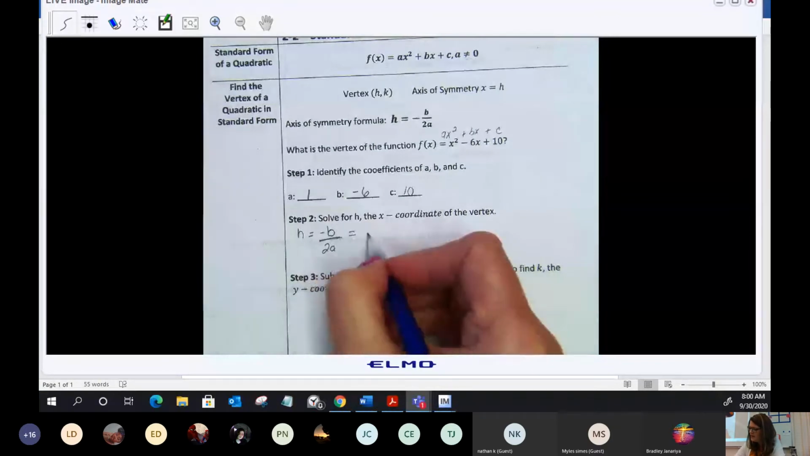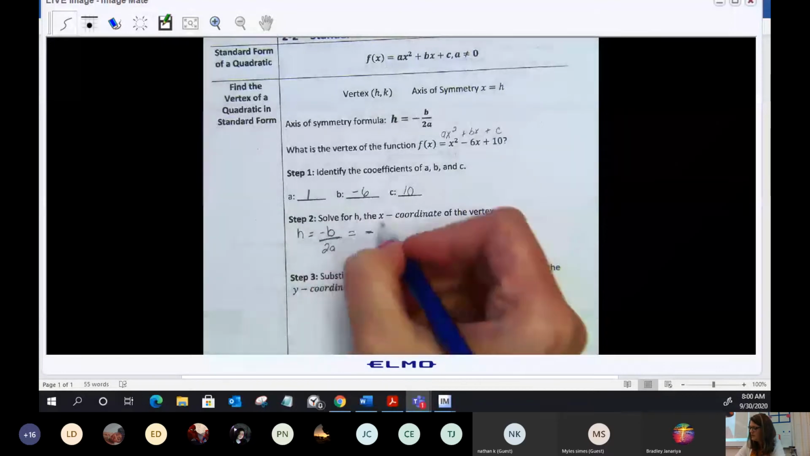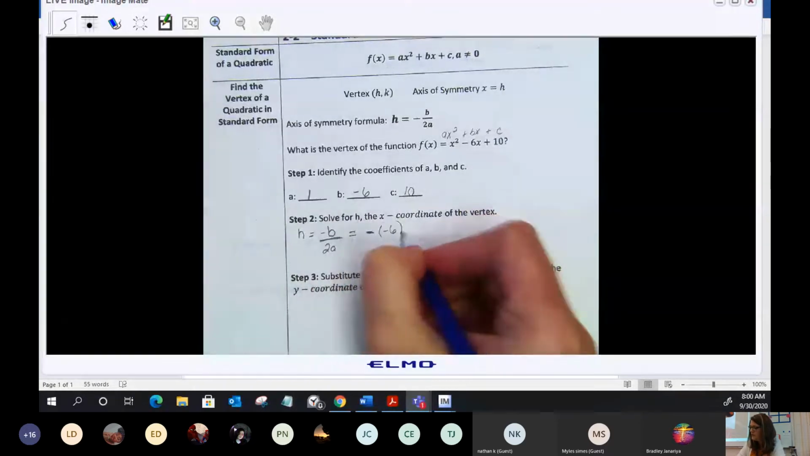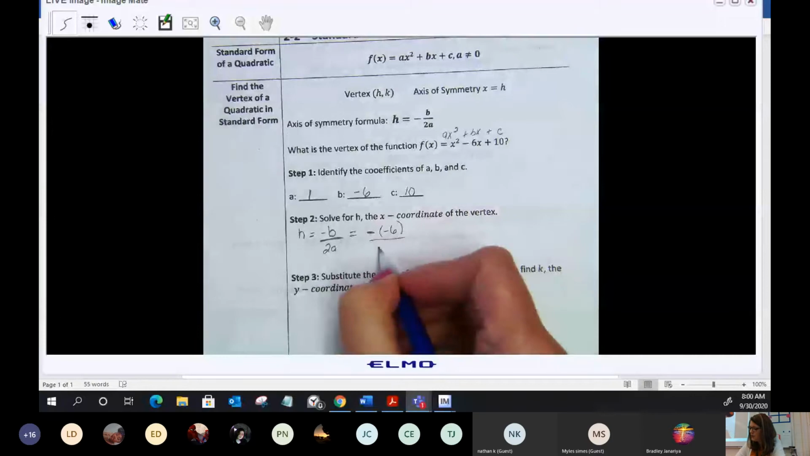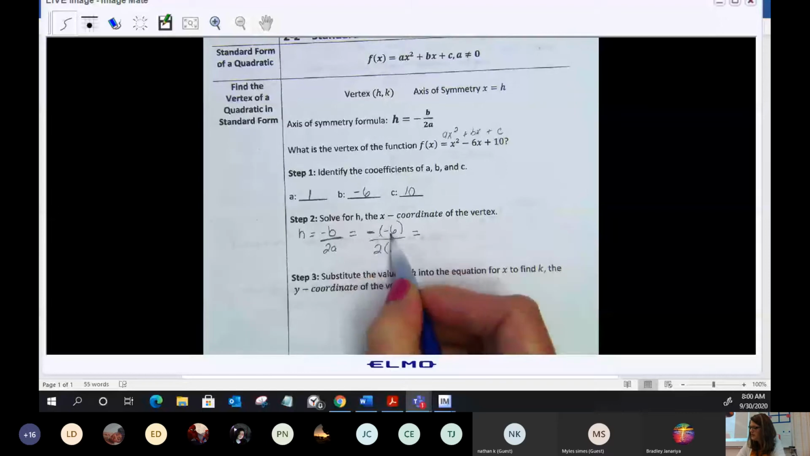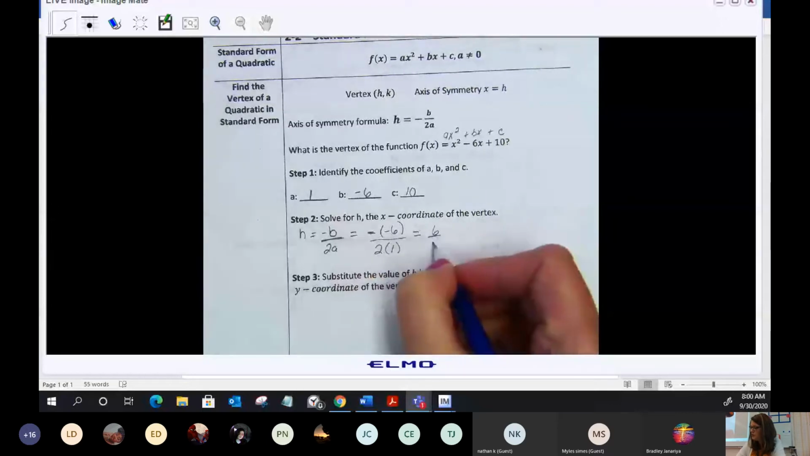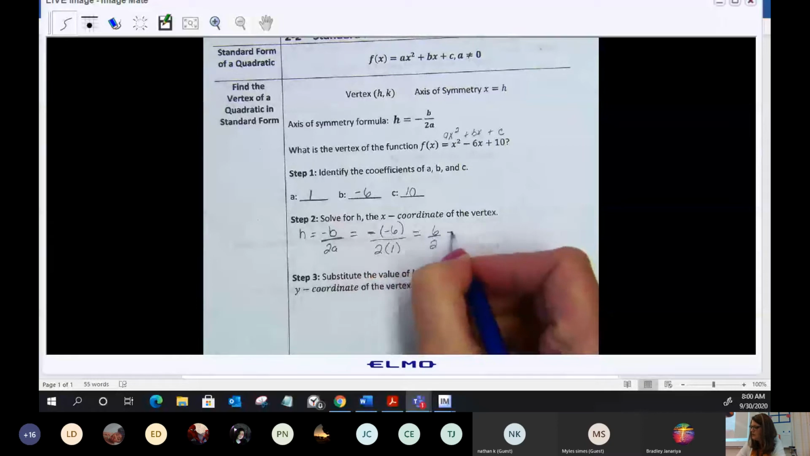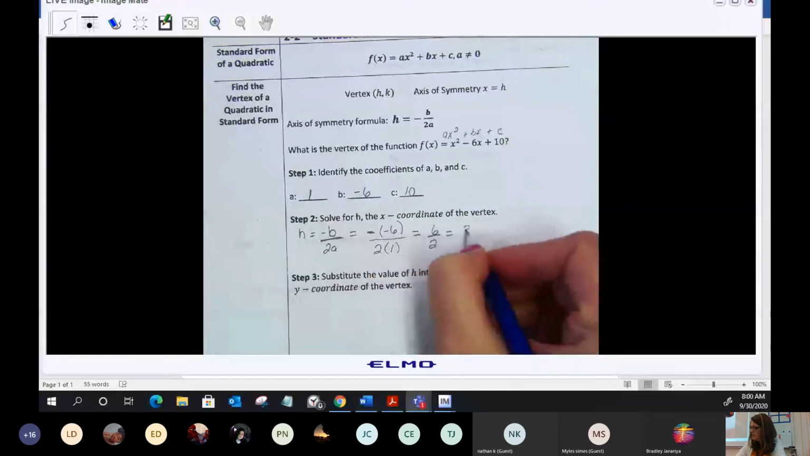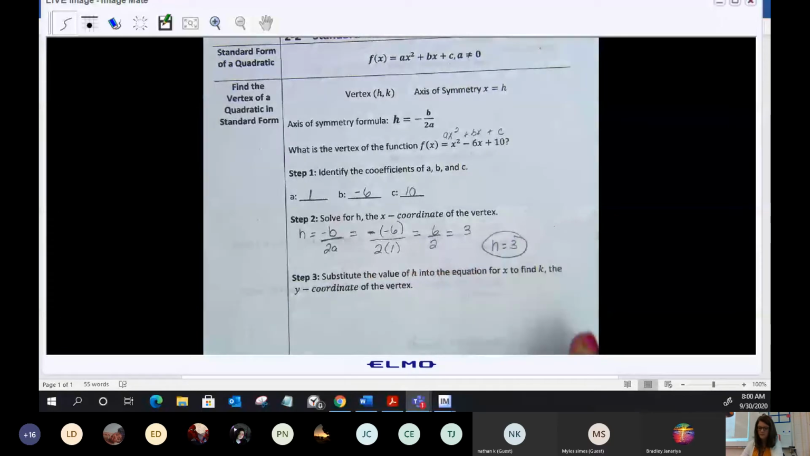So I have a -b. Now be careful again here, try not to make a sign error, they're easy to do. I have a -b and my b is a -6, all over 2 times a. Well, -(-6), that's a +6. 2 times 1 is 2, excuse me. 6 divided by 2 is 3. So I know h equals 3.